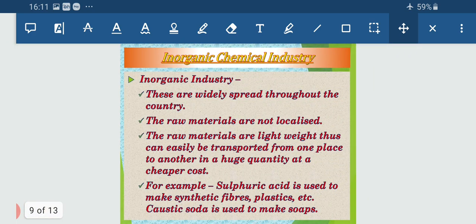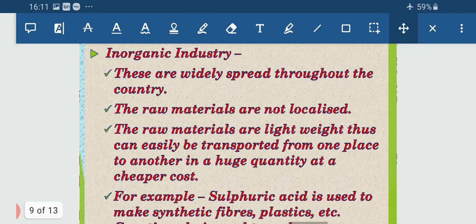Now next comes inorganic chemical industry. Organic chemical industries are localized where there is raw material availability, the concentration of organic chemical industries is there only. But for the inorganic, it is widely spread out. Why?